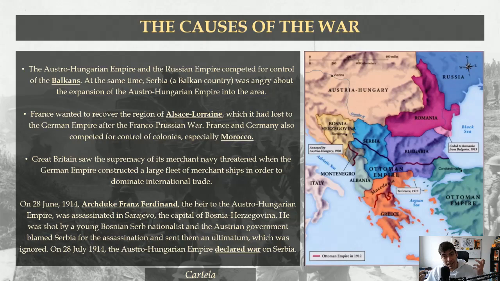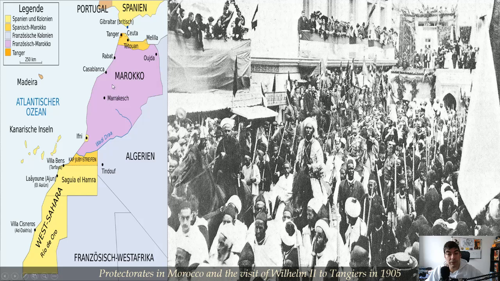Well, here we have the conflict of Morocco. Morocco finally was divided into two protectorates, the Spanish on the north and the south, and the French in the center. But William II wanted his own German protectorate in Morocco, and that's why, for example, he visited Tangiers in 1905. He's here, this is William II.